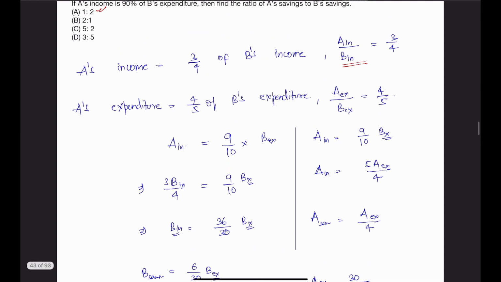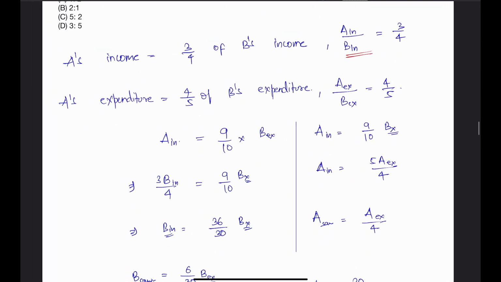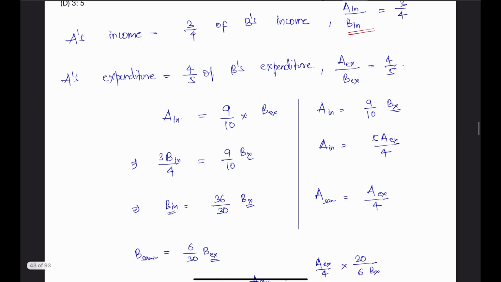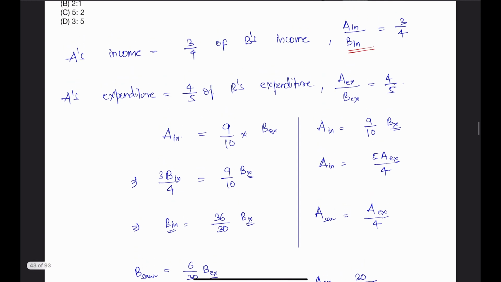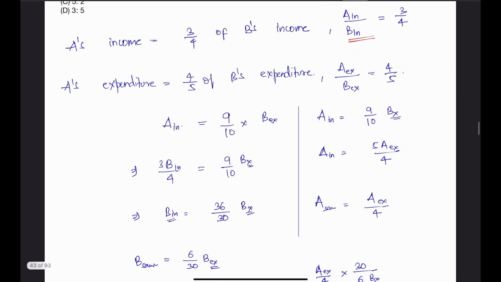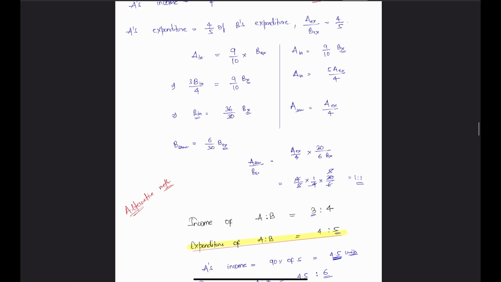So 3 by 4 is correct. This much is correct. A's income is B's expenditure, correct. So A's income can be written as 3B by 4 equal to 9 by 10, correct. So B's income is 36 upon 30 BX. So savings will be equal to 6 by 30 BX, correct. A's income is again 9 by 10 BX, correct. B's expenditure can be written as 5A expenditure upon 4. So my expenditure terms are 1 by 5, and 1 by 4.